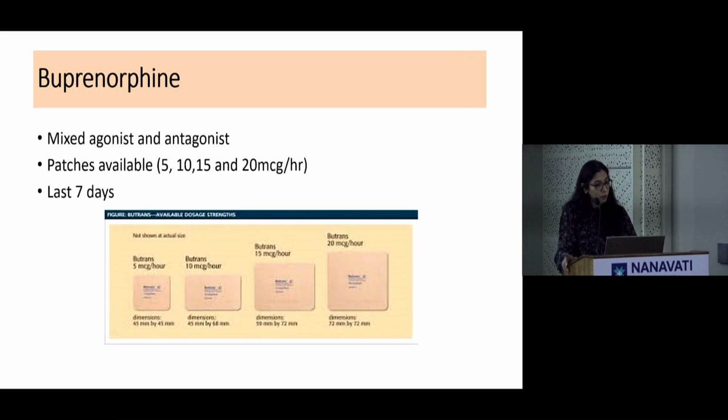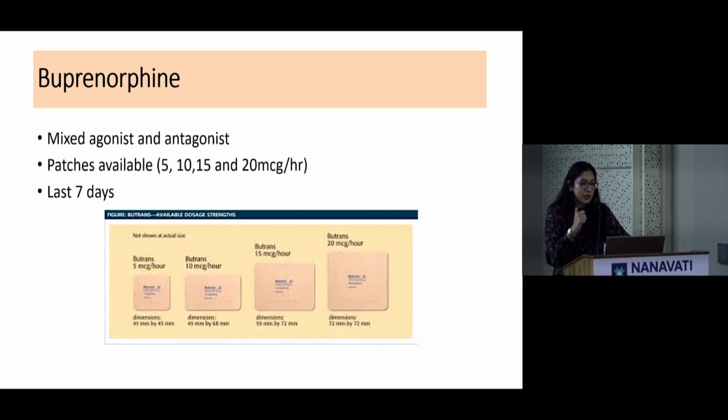Now same with the buprenorphine patch, but the catch here is that it's a mixed agonist and antagonist. Means it is an agonist on the mu receptor as well as an antagonist. So people find it's actually safer in that way because it does not cause so many harmful effects of a pure mu agonist like morphine or fentanyl. So it is preferred because the respiratory depression and all is much less.